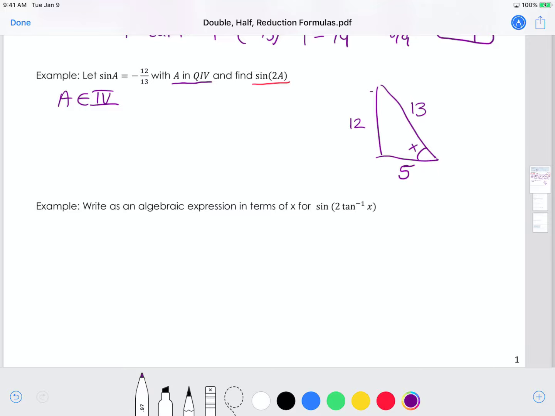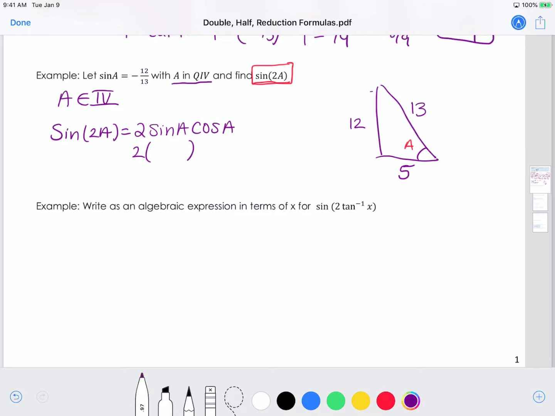Using our double angle formula, because remember what we're trying to find is sine of 2 times angle A. Whoops, I just realized I labeled that as x and it should be angle A. Let me fix that. We're trying to find sine of 2A, so we're going to use our formula. Sine of 2A is going to be 2 times sine of angle A, cosine of angle A.